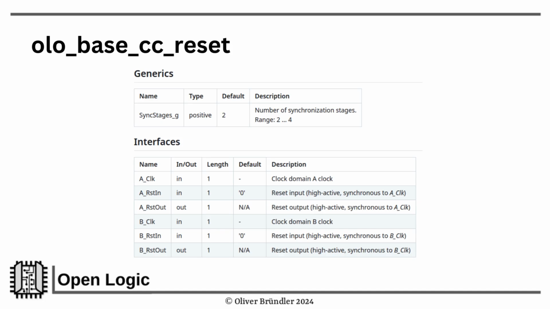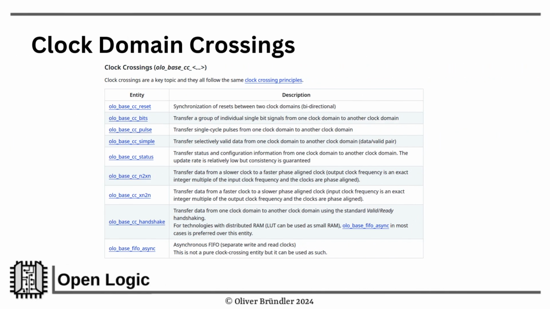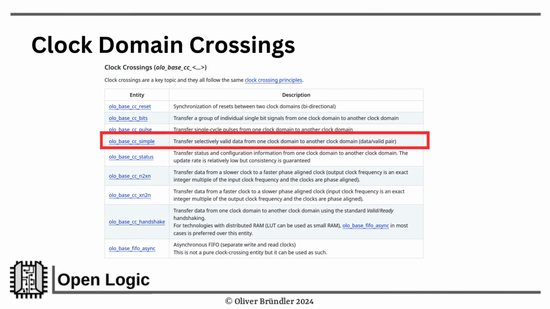If you use multiple OpenLogic clock crossings in parallel, it's sufficient to connect your user logic reset to the output of only one of those. Next, we will look into the Allbase CC Simple, which does transfer data together with a valid handshaking signal from one clock domain to the other.